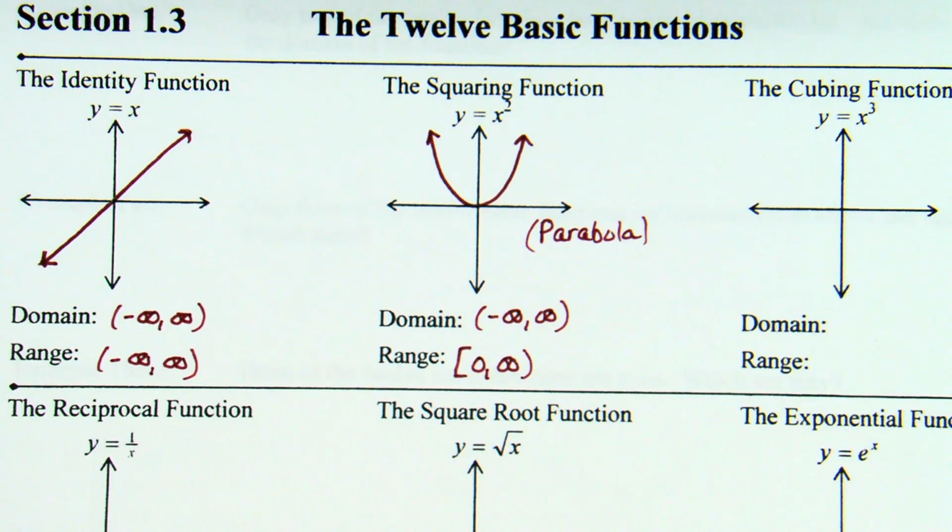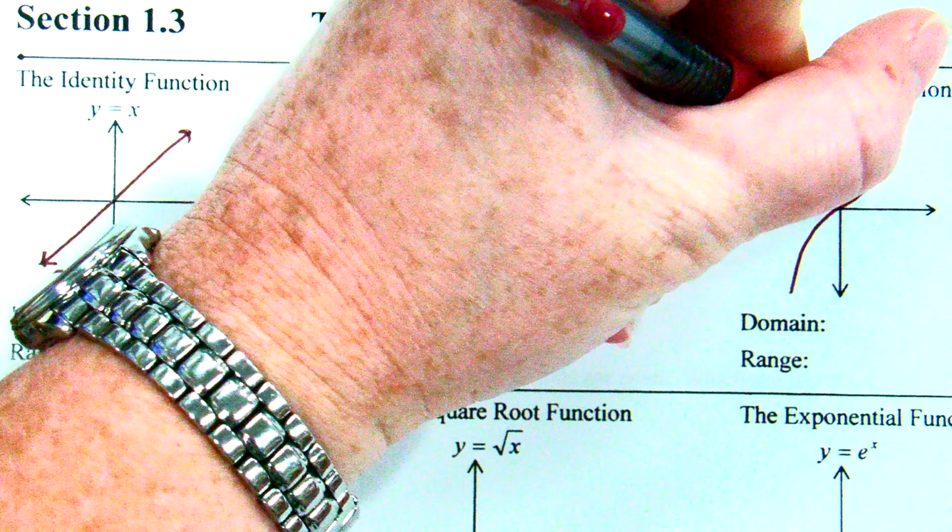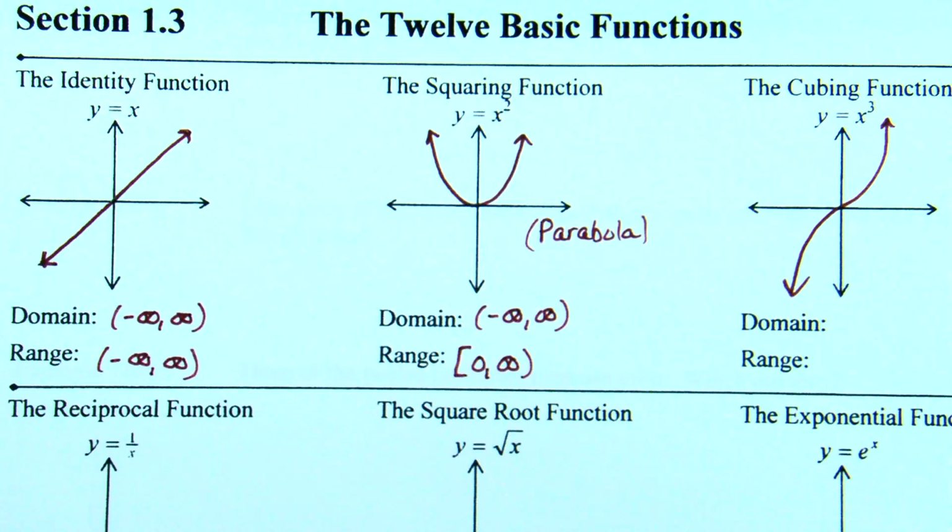I would like to think we can come up with a picture of the next one, called the cubing function, y equals x cubed. Can you visualize it? Yes? No? It starts low and kind of squiggles through the middle there. When I draw it, it's increasing and jogs through the origin, looking something like that.